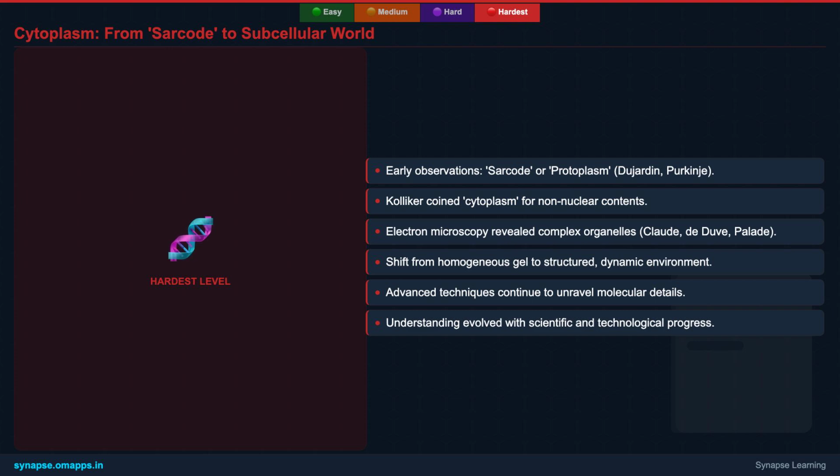However, it was the advent of electron microscopy in the mid-20th century with pioneers like Claude, De Duve, and Palade that truly revolutionized our view. It transformed the cytoplasm from a seemingly homogeneous protoplasmic soup into a highly intricate, compartmentalized world teeming with dynamic organelles. This historical evolution highlights how scientific understanding is constantly refined by new technologies and observations.